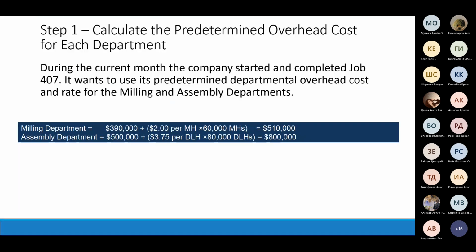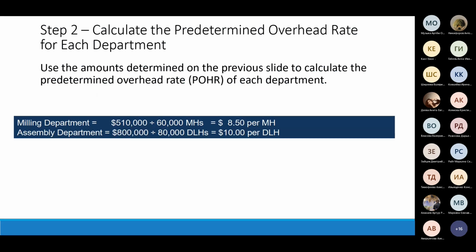First of all, we need to identify the predetermined overhead cost for each department. So we have to use this data to find the overhead cost. So we apply the rate and the cost to the cost driver and sum up with the previous data. Next step is to calculate the predetermined overhead rate for each department. So we have to identify the rate for each department based on the specific cost driver.